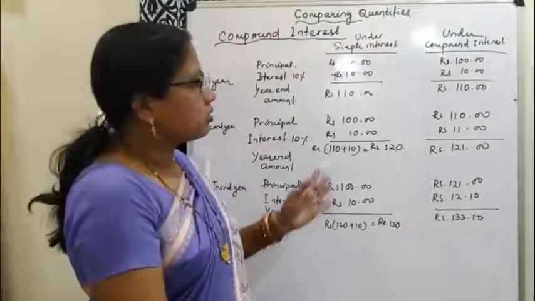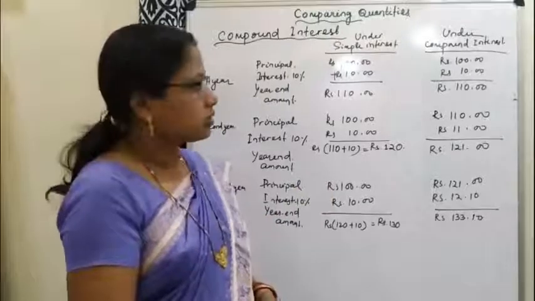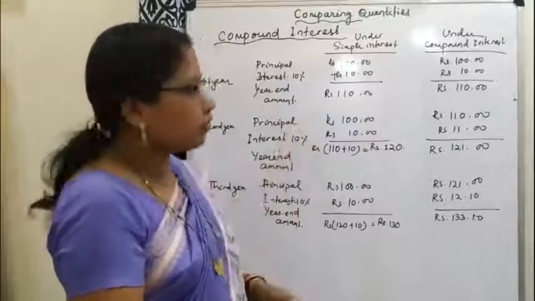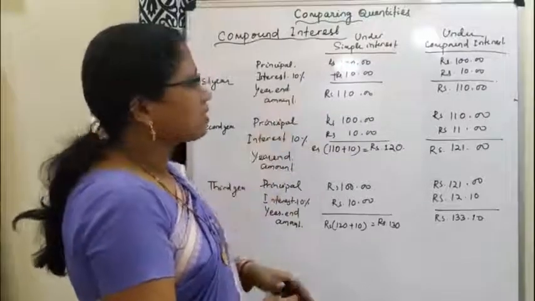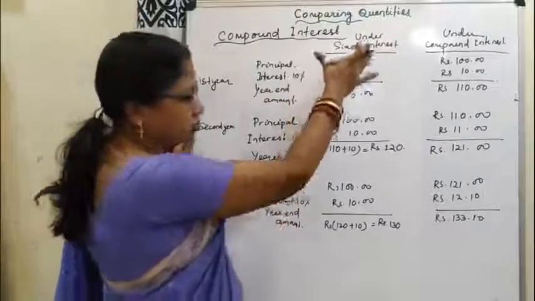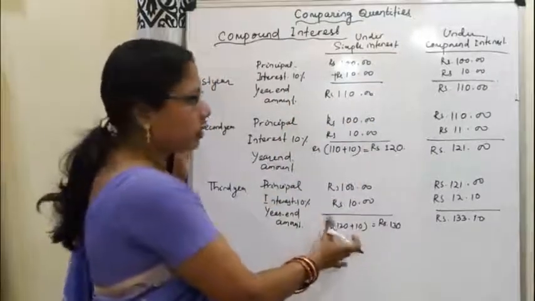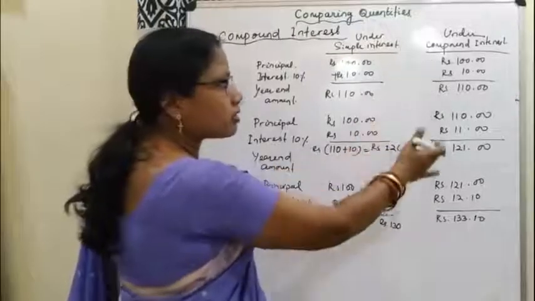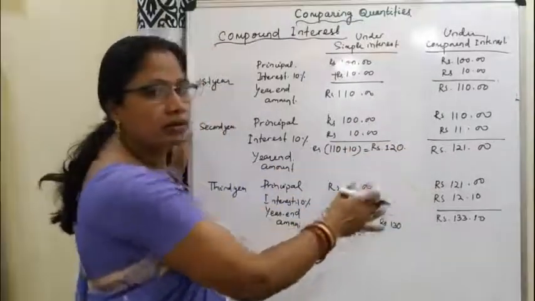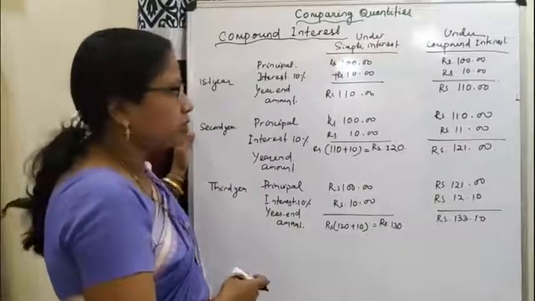Let us discuss what is the difference between simple interest and compound interest. Let us start from 100 rupees and the rate of interest is 10% per annum. So under simple interest, first we have to calculate at the end of 3 years what will be the amount. Then we shall calculate what is the compound interest at the end of 3 years. Then what is the difference between compound interest and simple interest.